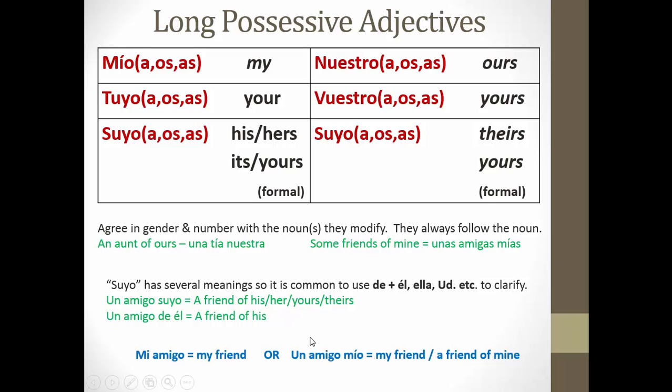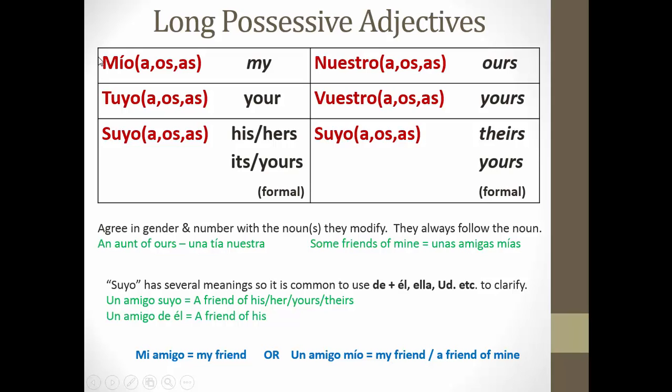Lastly, a lot of students ask this. What's the difference between a short possessive adjective and a long possessive adjective? Not much difference. You really could use them interchangeably. You could say mi amigo, and that would mean my friend, or un amigo mío. That could translate to my friend or a friend of mine.